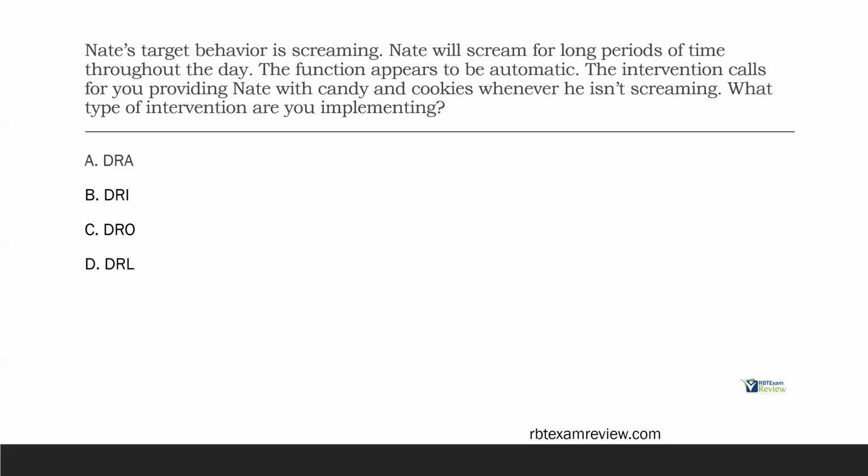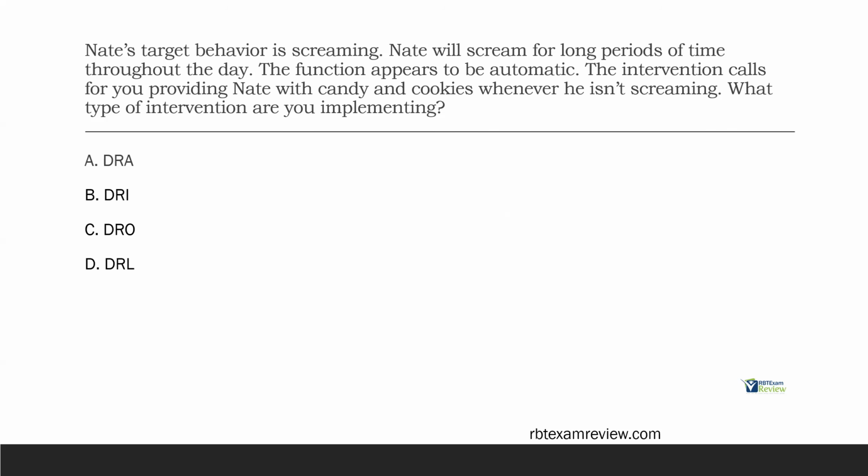Nate's target behavior is screaming. Nate will scream for long periods of time throughout the day. The function appears to be automatic. The intervention calls for you providing Nate with candy and cookies whenever he isn't screaming. What type of intervention are you implementing? Okay, so we have a differential reinforcement question here. The differential reinforcements you want to know for the exam are DRA, DRI, DRO. How do we differentiate or discriminate between DRA, DRI, and DRO?